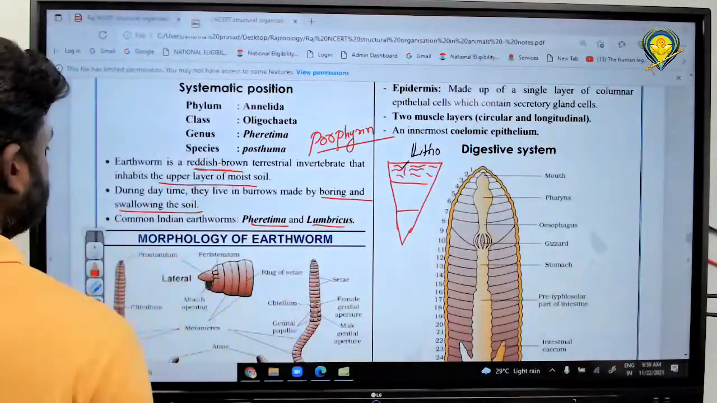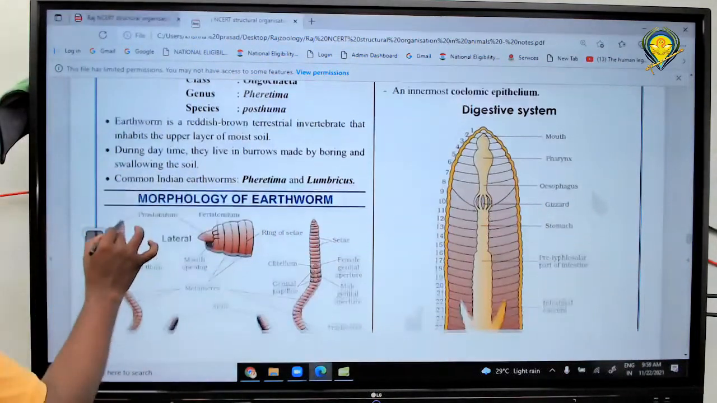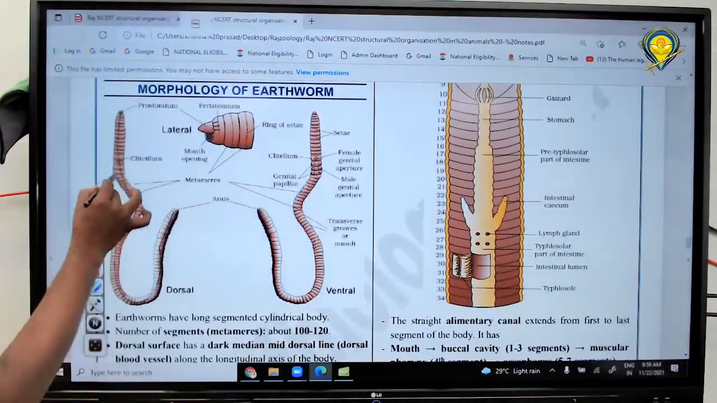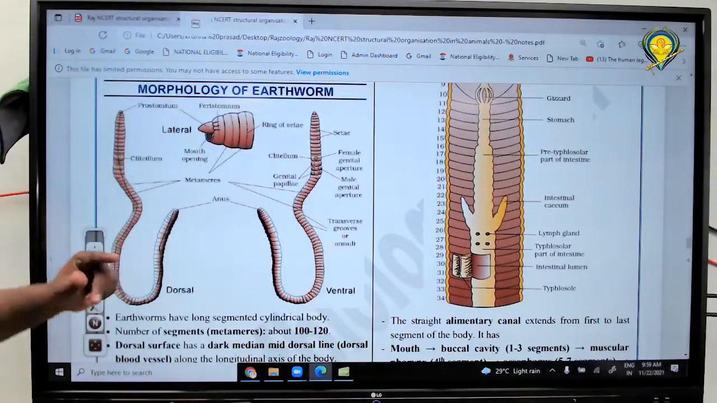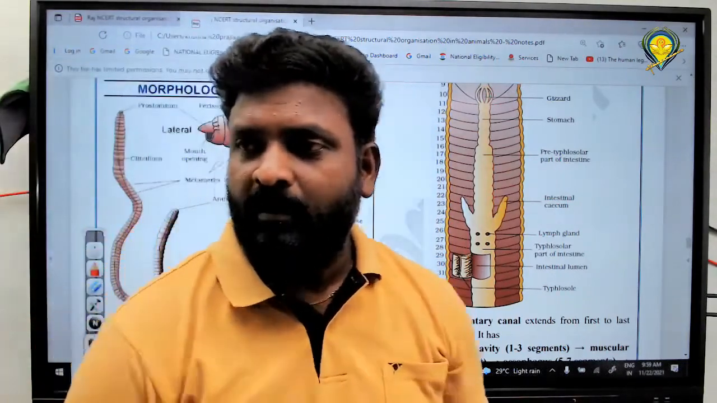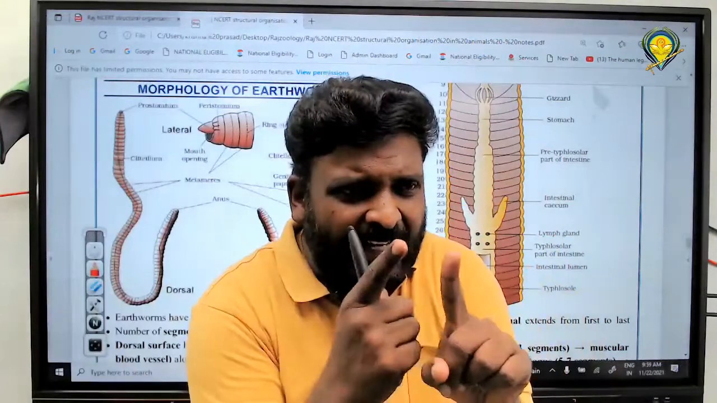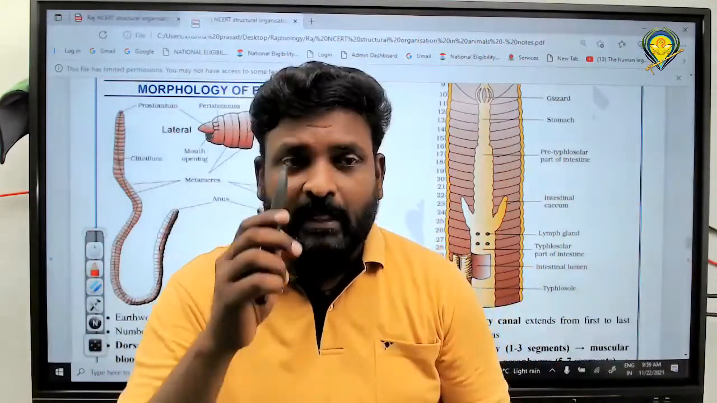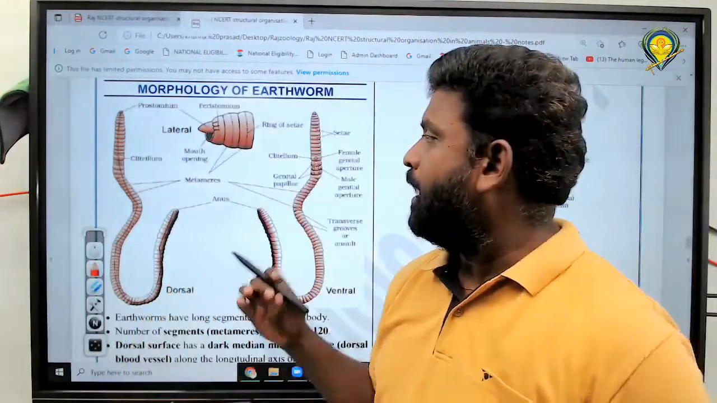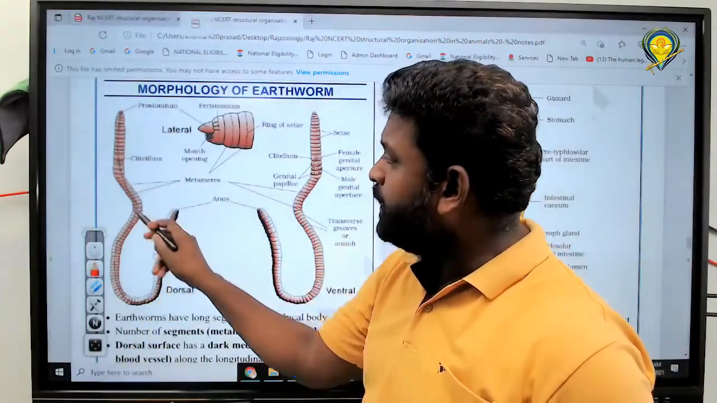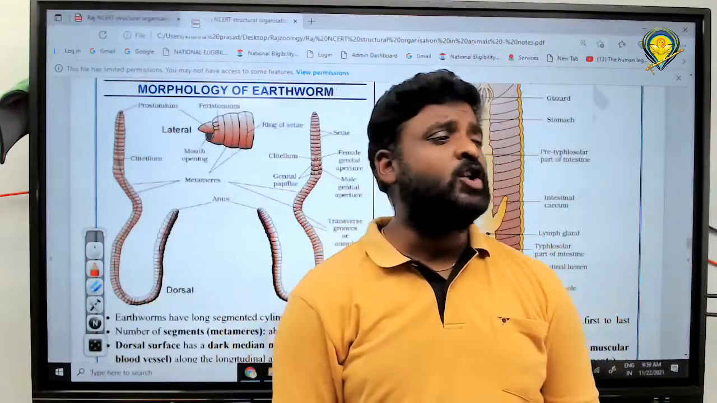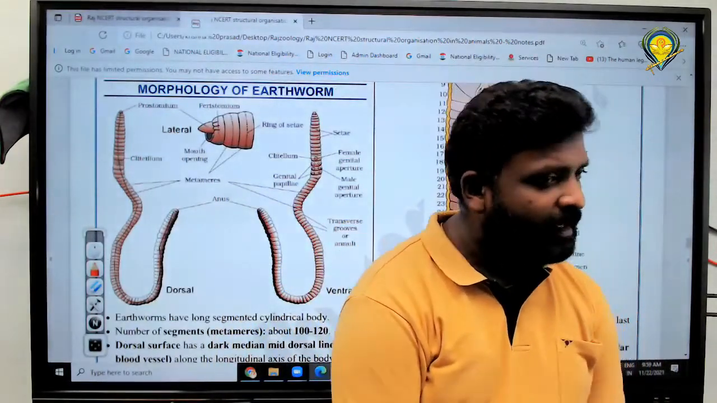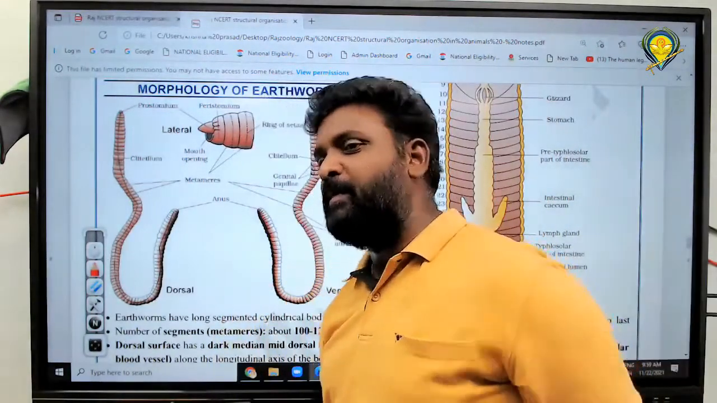The next one, the morphology of the earthworm. Could you please see here? Is it long or short? Long. Is it cylindrical or flat? Cylindrical. Very good. And next, how many segments are there? 100 to 120 segments, right?